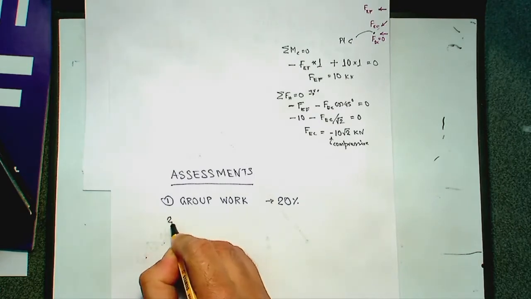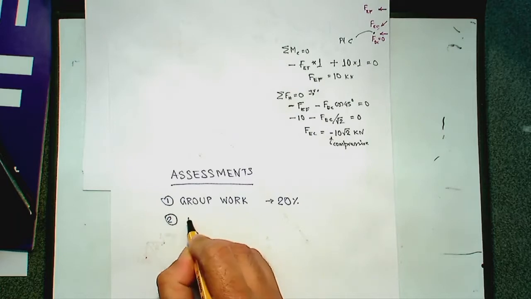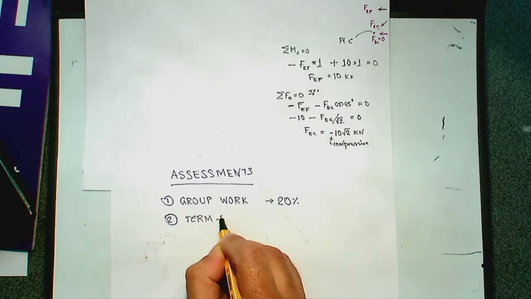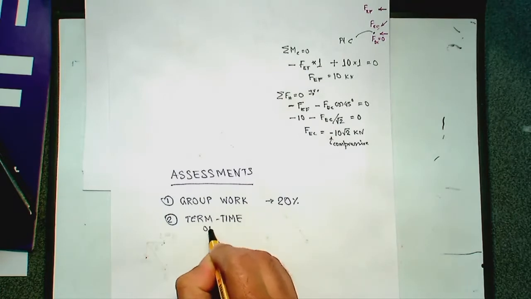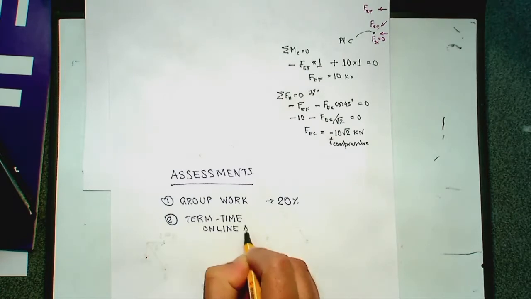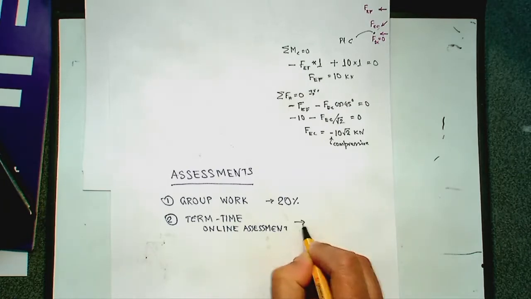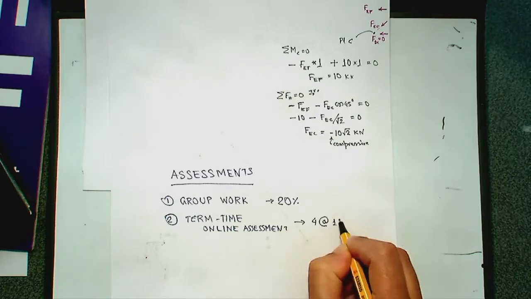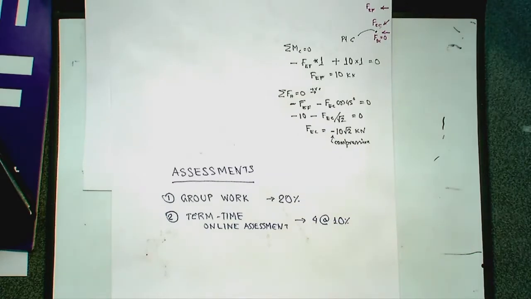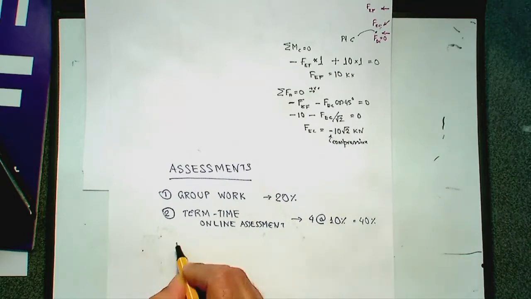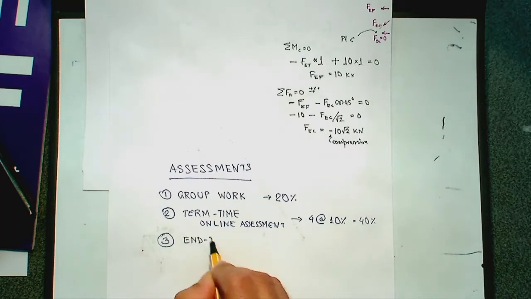Then the second set is the term time online assessment. There would be 4 of these, each at 10%, so in total 40%, being 4 online tests during the term time as given in the coursework timetable. And the third is the end of term assessment.